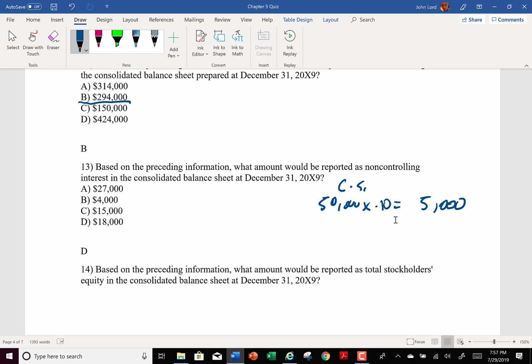Right, it's 10%. Okay, so let's just do it that way. We'll say 100,000 was the beginning balance in the retained earnings for the subsidiary. But since I have a non-controlling interest, that's 0.10. So that's 10,000. And then I add what?